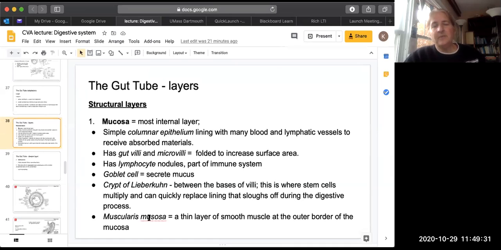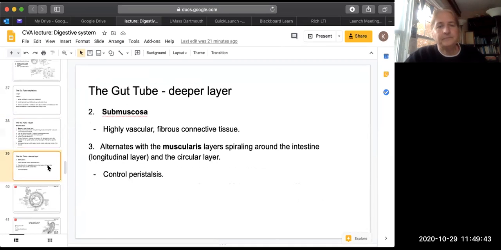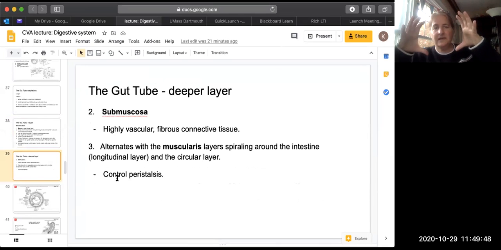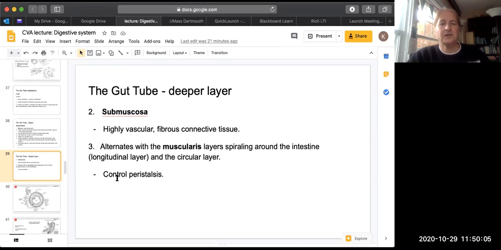And then at the outer border, as you go outward around that mucosa, there's a muscularis mucosa, a thin layer of smooth muscle at that outer border, right? So we need the muscle. Underneath that, going farther out, is the submucosa, which is highly vascularized fibrous connective tissue. That alternates, going outward, with muscularis layers: a longitudinal muscularis and a circular layer.